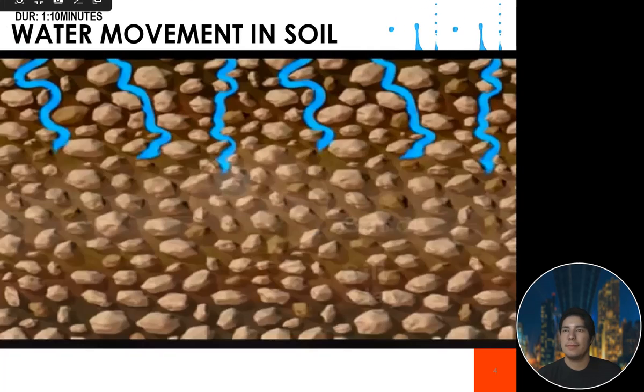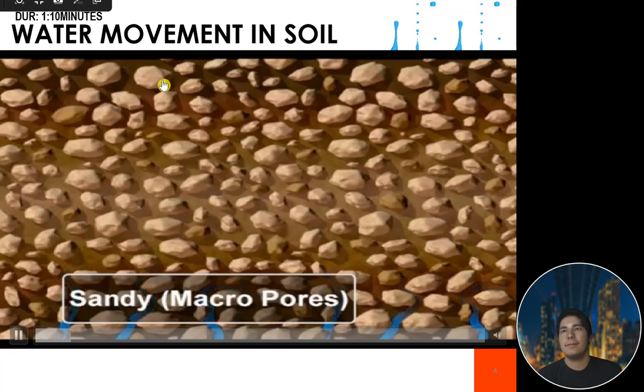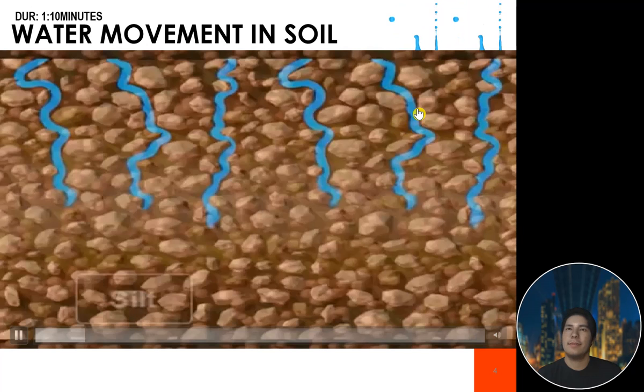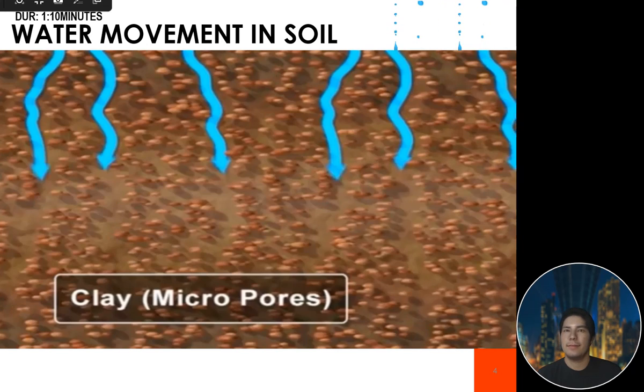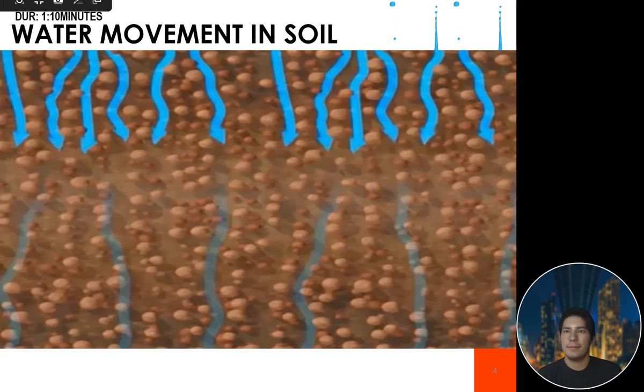Water moves more quickly through the large open macropores found in sandy soils than the smaller pores of silt or the much smaller flat-shaped micropores in dense clay soils. Soil structure also impacts water movement.